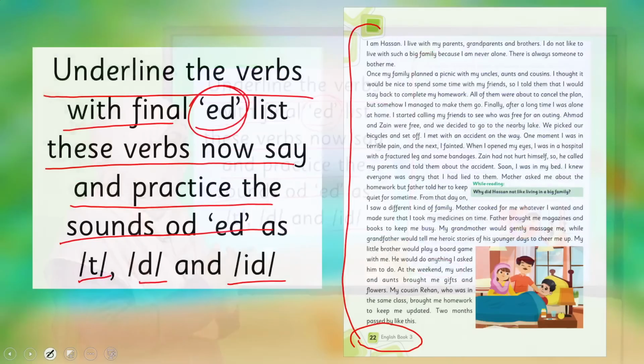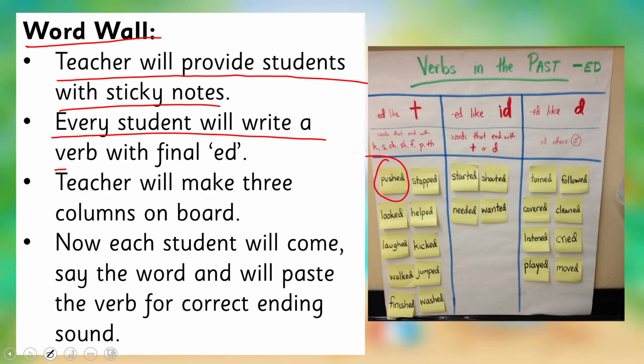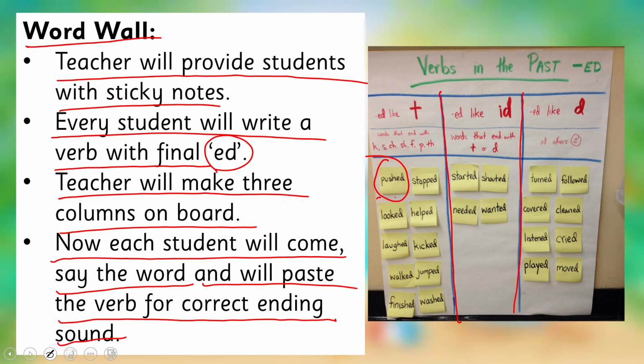Yes, my dear students. Are you done with it? All right. The next activity is word wall. Teacher will provide students with sticky notes the way these are given here. Every student will write a verb with final ed, and teacher will make 3 columns on board as they are given here. Now each student will come, say the word, and will paste the verb for the correct ending sound. You will find out which column this word belongs to, and you will paste your sticky note accordingly. So pause the video, complete this activity, and then come back.